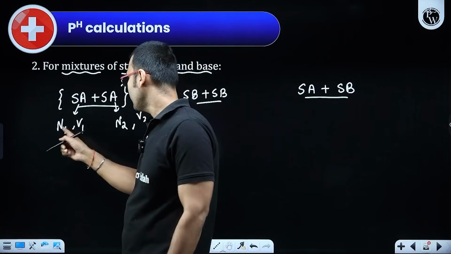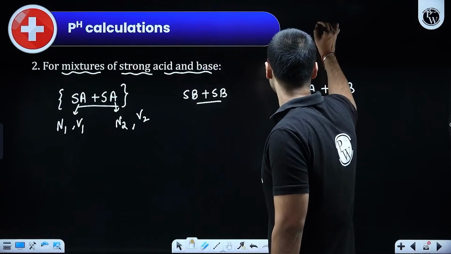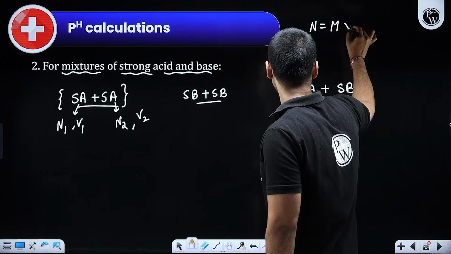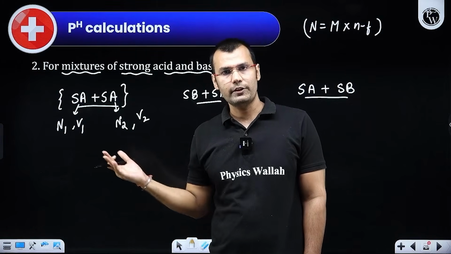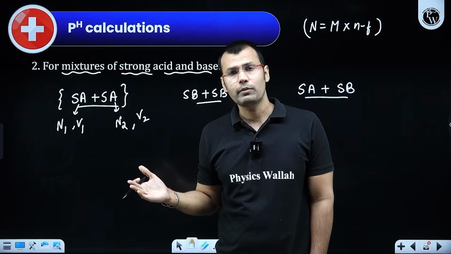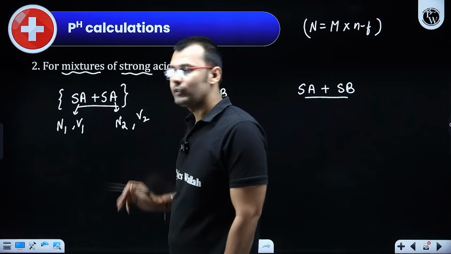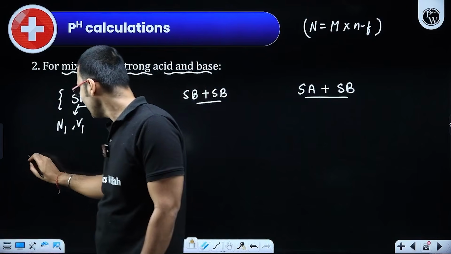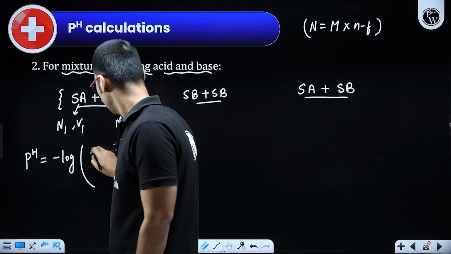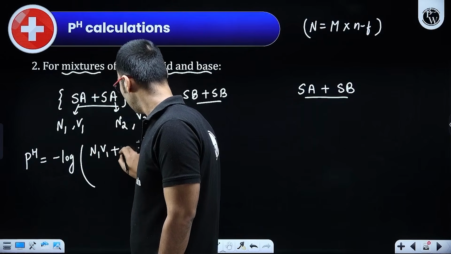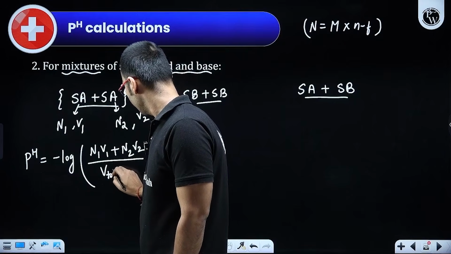In your question, instead of normality, if they have given molarity, you can find normality from molarity, because you know very well that normality is molarity into N factor, right? And for acid, N factor is the number of H plus ions per molecule, and for base, the number of OH minus ions per molecule. So if you have the normality and volume of both the strong acids, here you can directly find pH by applying this formula, minus log of N1V1 plus N2V2 divided by total volume.